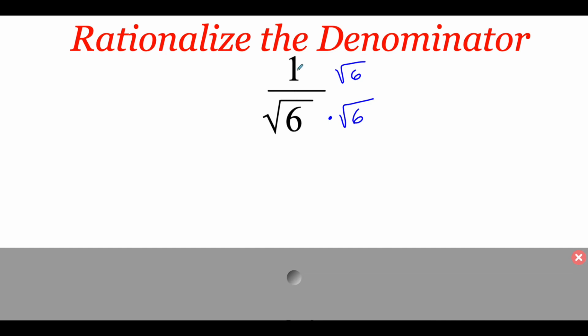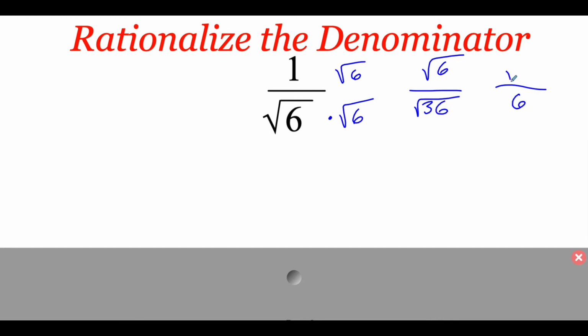So on top, if I take 1 times the square root of 6, I get just the square root of 6. But on bottom, if I take the square root of 6 times the square root of 6, well, when I multiply radicals together, I'm supposed to multiply the numbers that are underneath the radical. So 6 times 6 is 36, but I keep the square root on my answer. Now 36 is a nice perfect square. When we square root 36, we get just plain 6 as our answer.